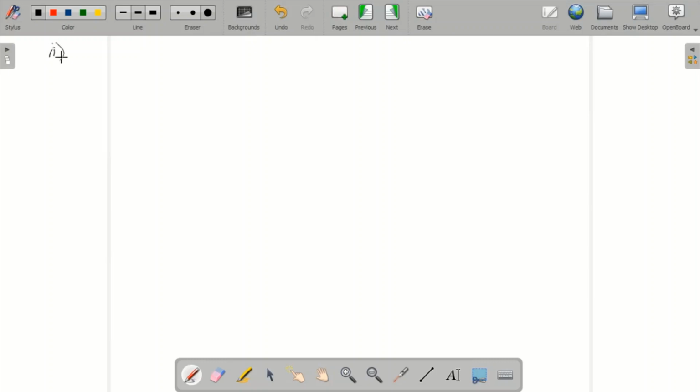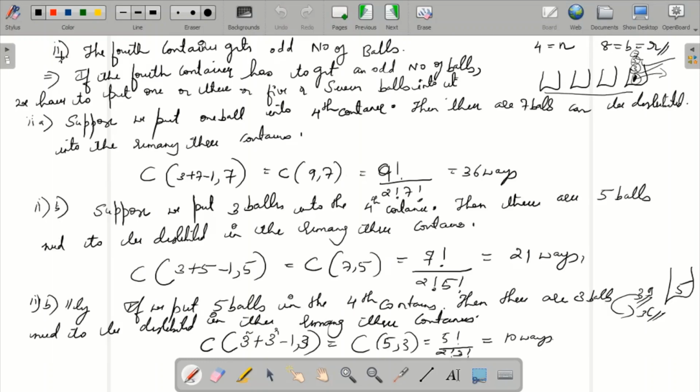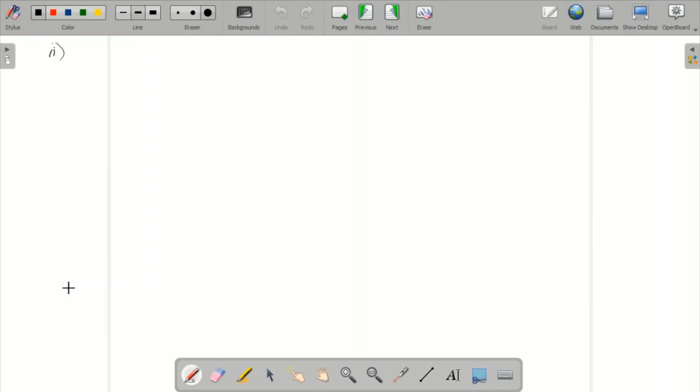Second one, I think I solved A, B. So this is C, this is C, this is C. So next possible is, suppose we put 7 balls in the last container.